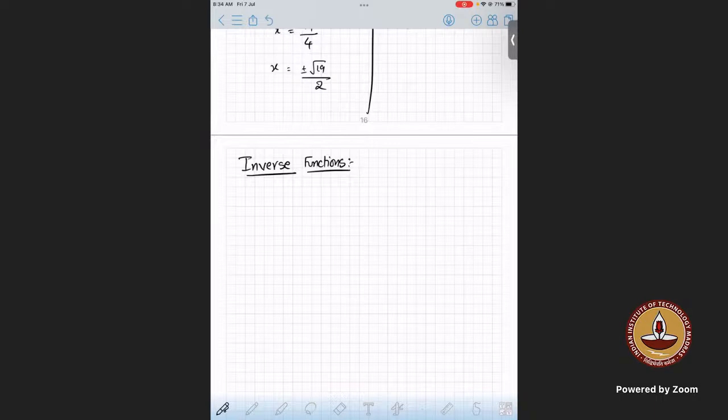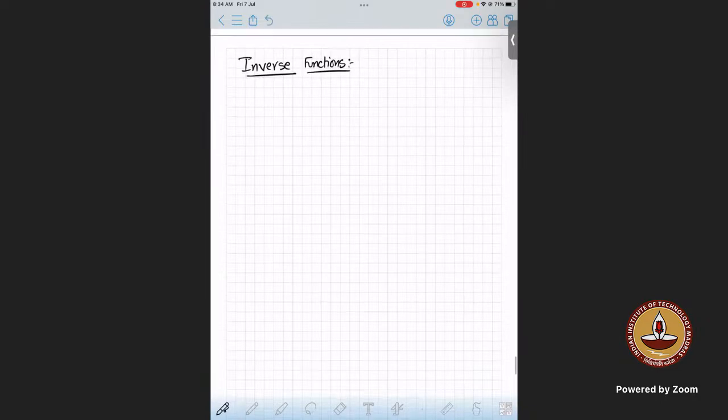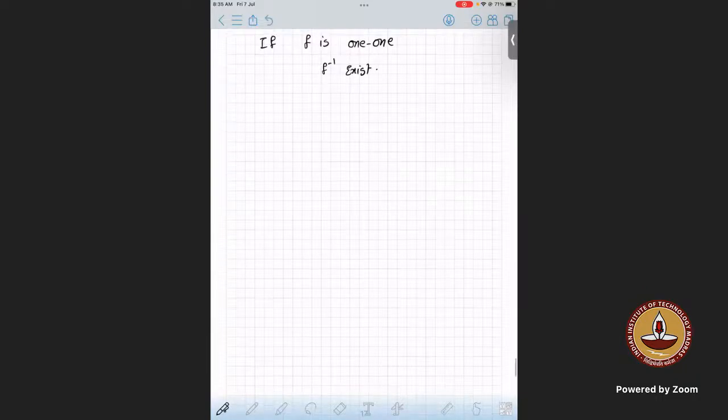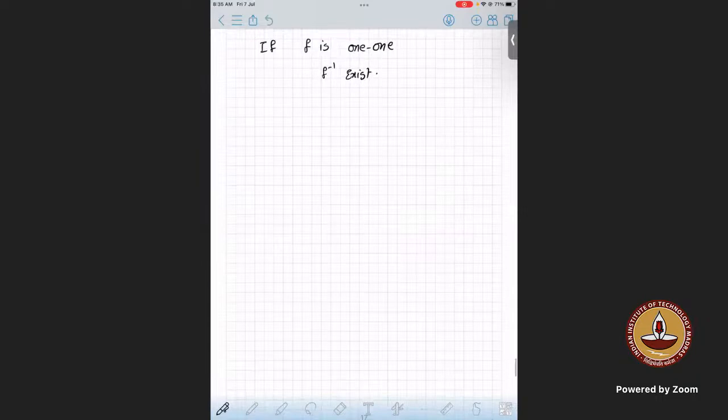Am I right, sir? If the function is 1-1, you can do inverse, but both conditions should be met: 1-1 and onto. Coming to the inverse functions, if f is 1-1 and onto, then f inverse exists. Now remember, listen to this very carefully.